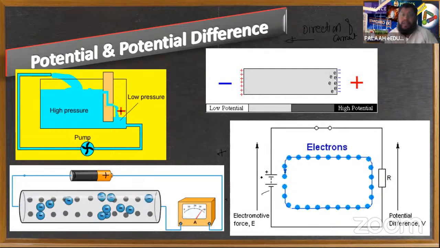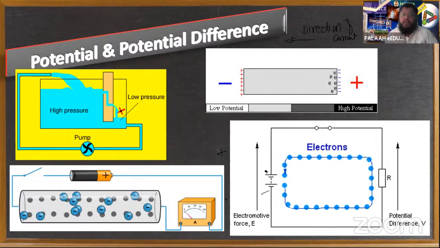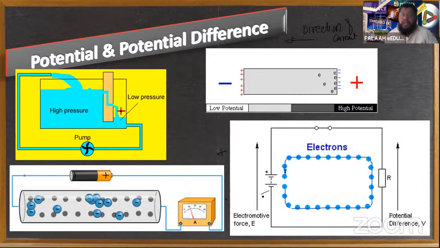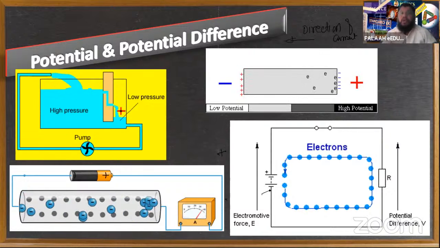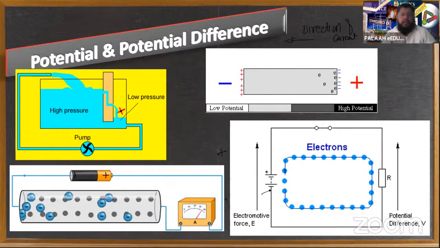Positive means the higher side, that you know very well. Positive is the higher, negative is the lesser side. That's why current is flowing from positive to negative. Don't be confused every time.